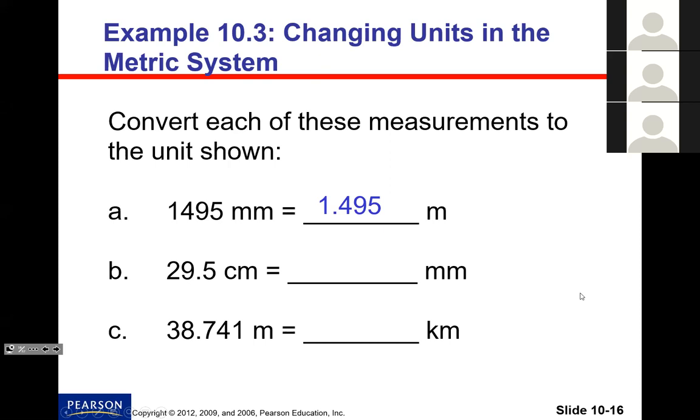295. You got it, because there is 100 centimeters in a... no, sorry, let me do that again. There is 10 millimeters in a centimeter, and we're going larger, so then we're going to move it there to 295. Okay, what about 38.741 meters? What's that in kilometers?